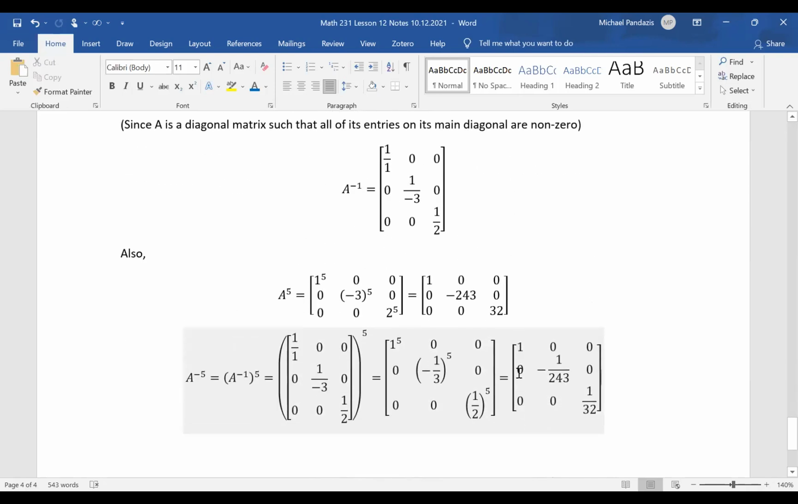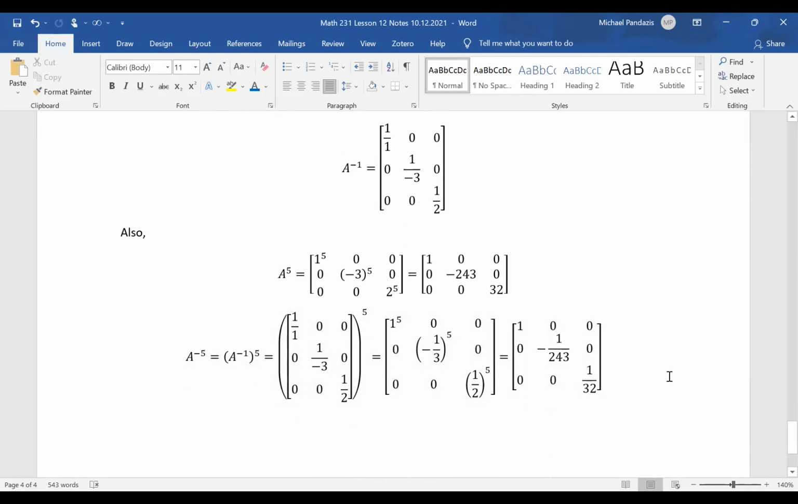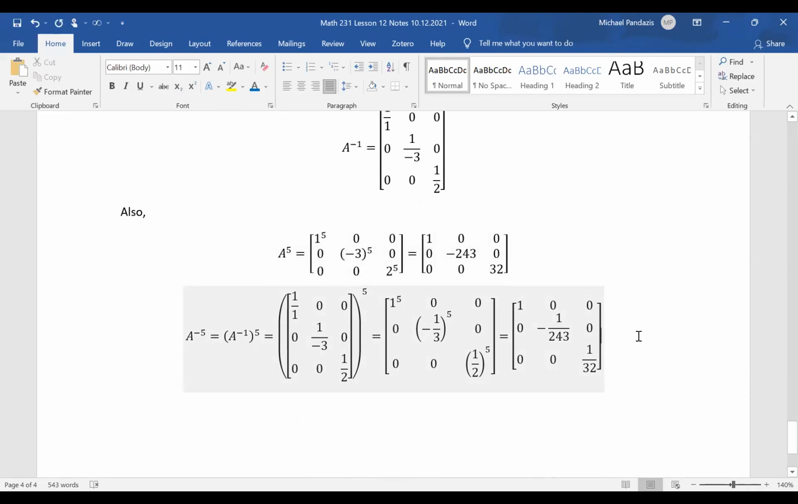Any questions about any of this? Okay, let's go. Matrix products that involve diagonal factors are easy to compute. Okay, so examples.